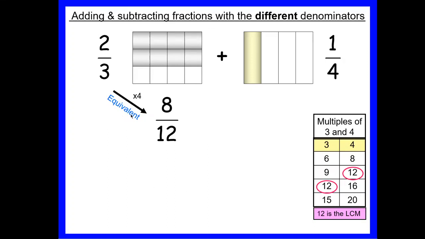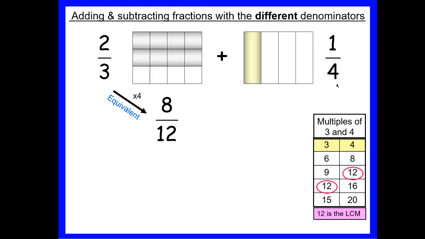So we then create our equivalent fractions. Remember, to create an equivalent fraction, we know we'd like the denominator to be 12, so we work out to get from 3 to 12 we times by 4, and we do the same to the numerator. So whenever we're creating an equivalent fraction, whatever we do to the denominator, we must do exactly the same to the numerator, otherwise it won't be equivalent anymore. So 2 times 4 is 8.